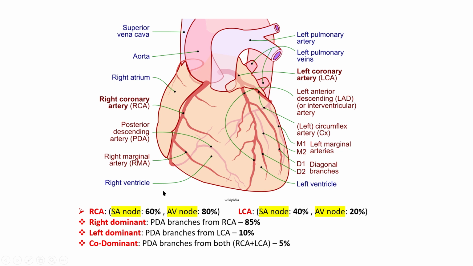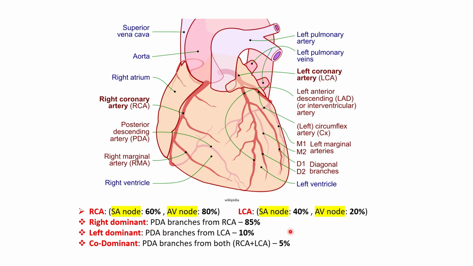And now we have something else also called, is the patient right dominant or left dominant or codominant? You might have heard of this. The main thing that determines whether the patient is right, left, or co is to look at the posterior descending artery. This artery that's here. If it branches off the right coronary artery, then we call it right dominant. If it branches from the left coronary artery, we call it left dominant. If it branches from both of them, we call it codominant.